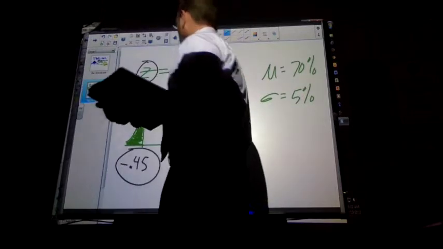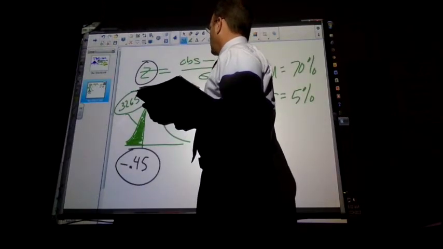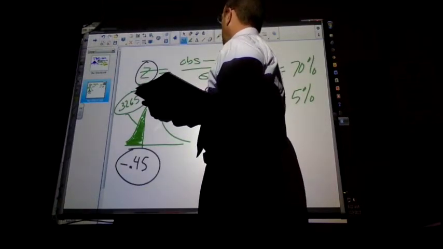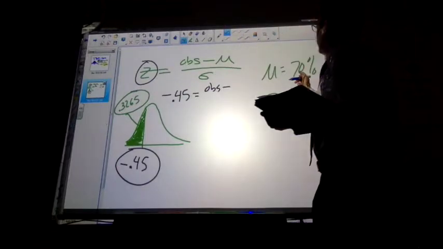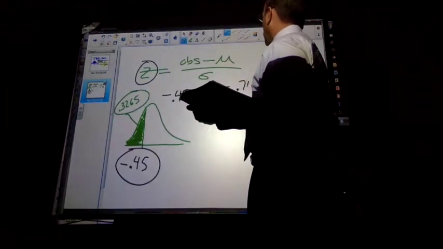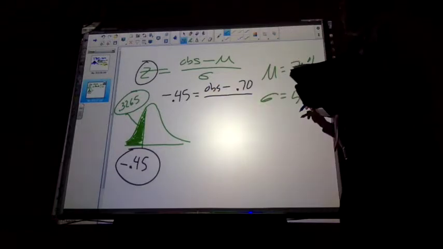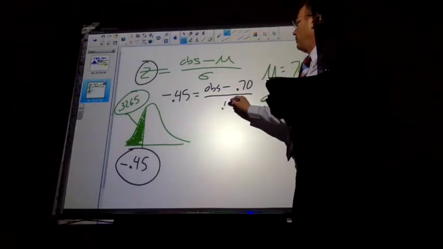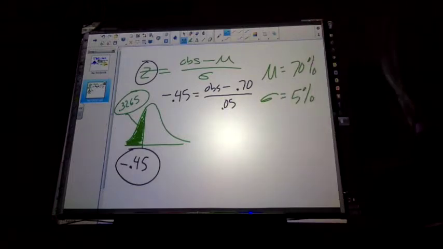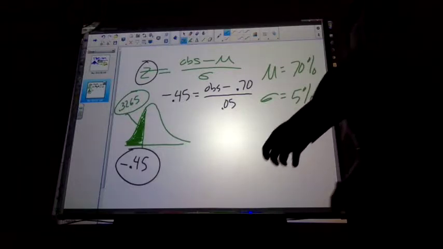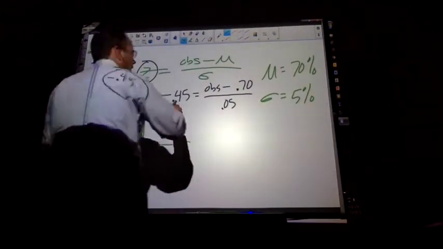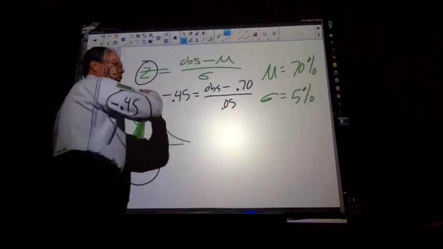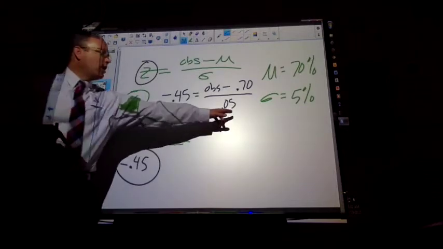Okay, so I'm going to plug negative 0.45 in for z. I don't know what my observed value is. I know that my average is 70%, so I'm going to use 0.70. And I know my standard deviation is 0.05. How did I get that? Yeah, it's given. All right, so algebra 1, here we go. If you have a calculator, help me out. How do I move this 0.05 over? How do I move this over here?